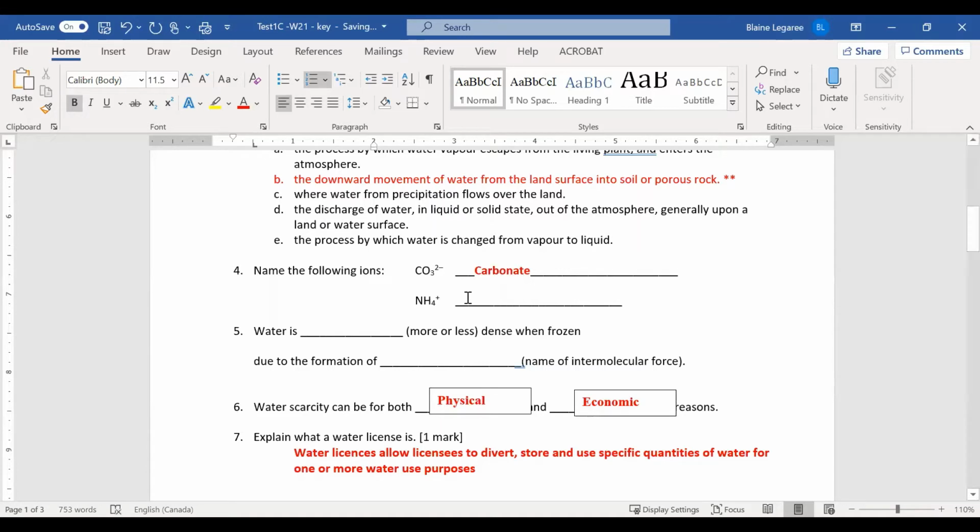Unfortunately for the second one, I made a typo and I had NH3 on your test, and I've corrected that to NH4. If you had ammonia, which is NH3, I accepted that as correct. So water is less dense when frozen. Hopefully that's obvious because ice cubes do float, and this is due to the formation of hydrogen bonds.